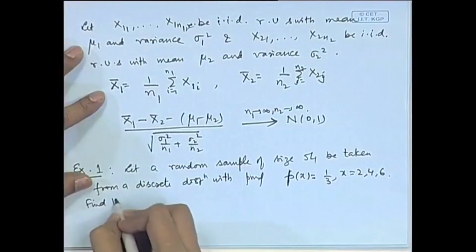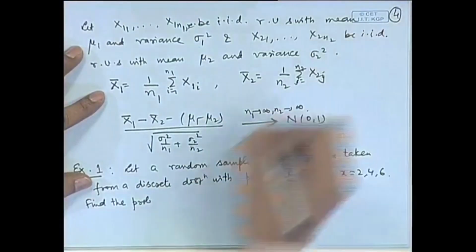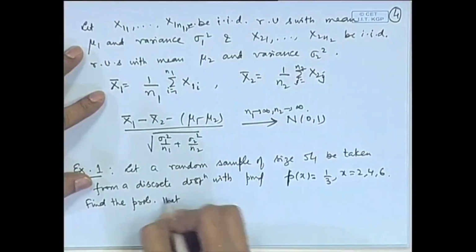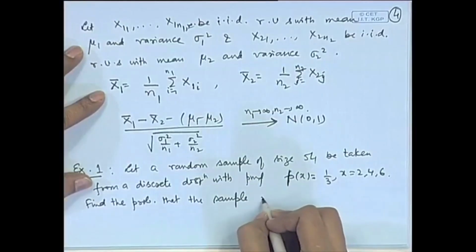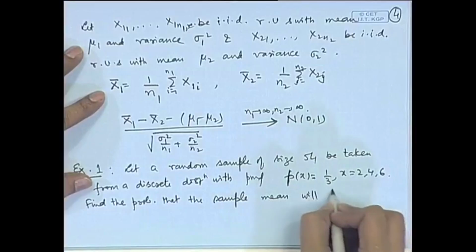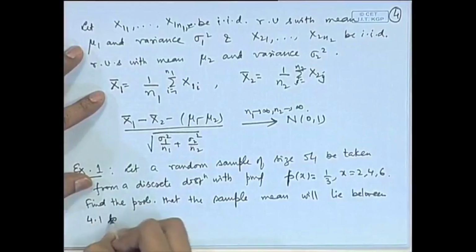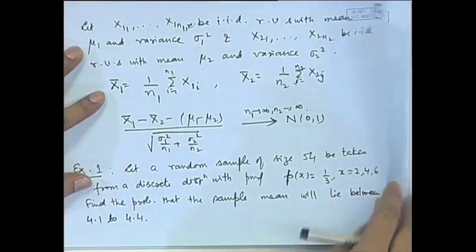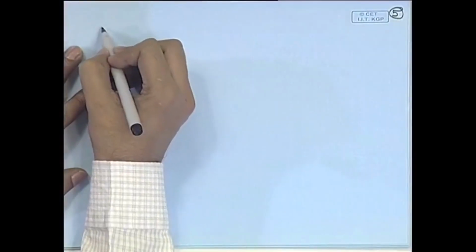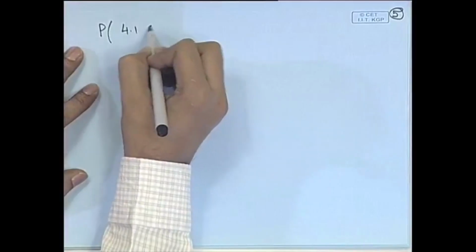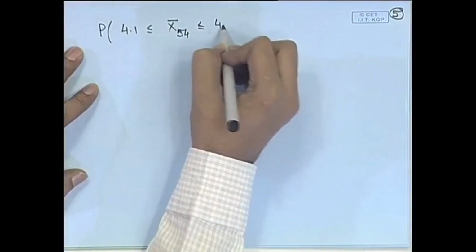Find the probability that the sample mean will lie between, say, 4.1 to 4.4. So, basically we are interested in getting the probability of 4.1 less than or equal to X n bar, here X n is X 54 bar, less than or equal to 4.4.